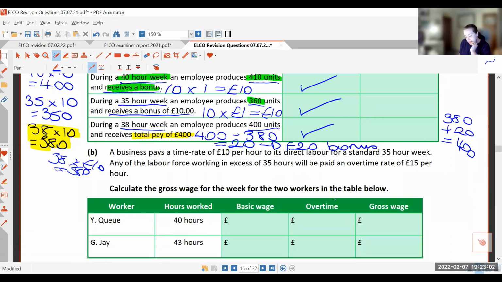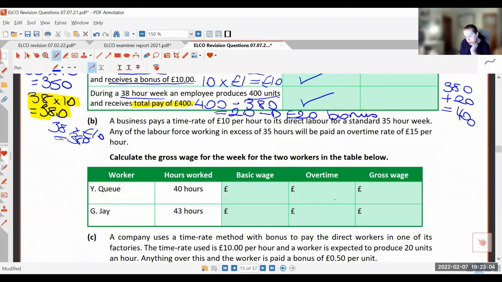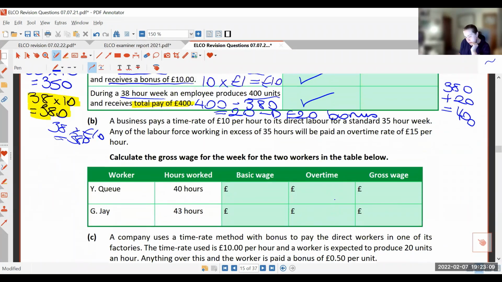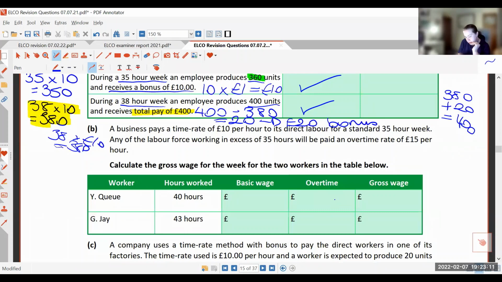So we'll have a look at maybe a slightly more tricky one. I'm hoping I'm going to have enough space for this. So we'll focus on B and ignore my scrawls around it. So again, we've got a very nice and straightforward rate of a business paying £10 per hour for a standard 35-hour week. So that is our time rate element. Any of the workers, if they work more than 35 hours, they'll get some overtime.